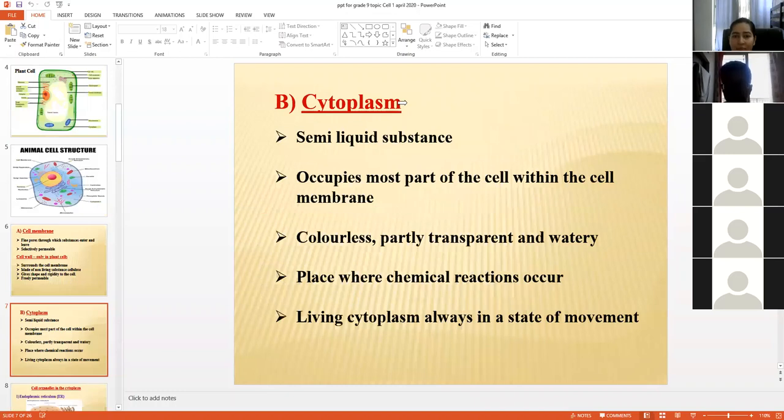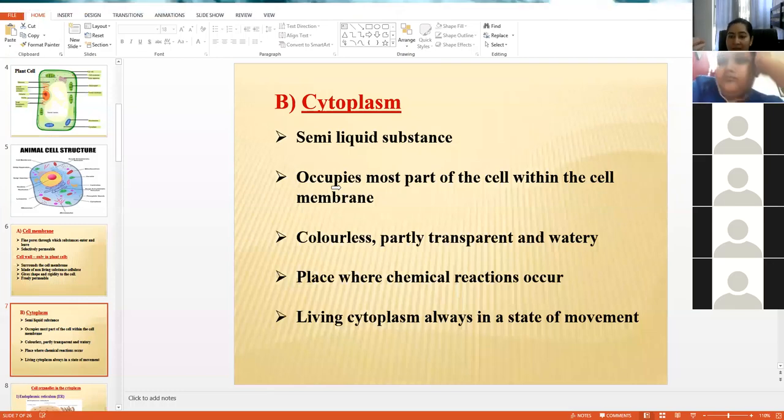Okay. Next, we move to the component which is called cytoplasm. Now, children, cytoplasm is a semi-liquid substance. It occupies most part of the cell within the cell membrane. The cytoplasm is inside the cell membrane. Now, what is the color? It is colorless. It is partly transparent, and it is watery. By watery, children, I don't mean it flows like water. It is a viscous kind of thing, the viscosity is not like water, but it is semi-liquid.